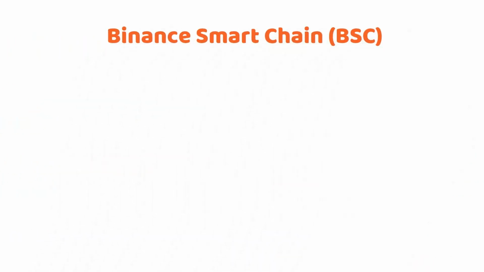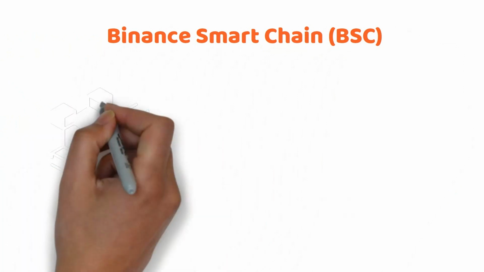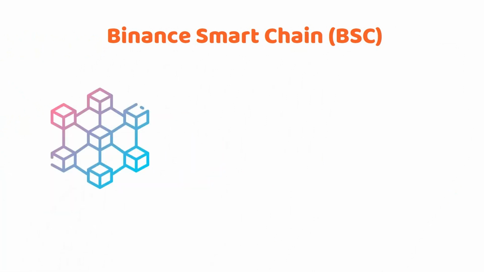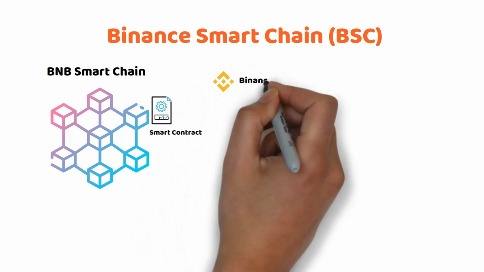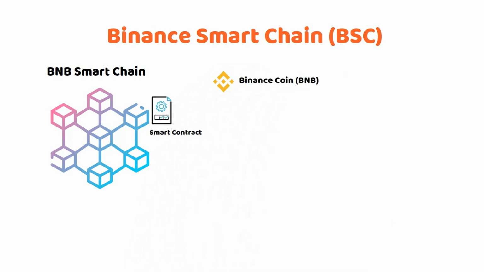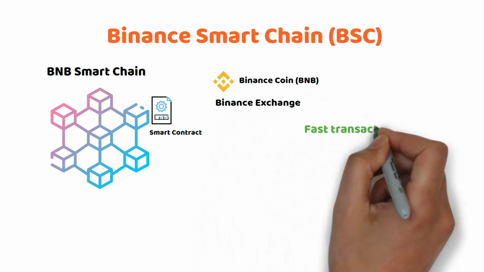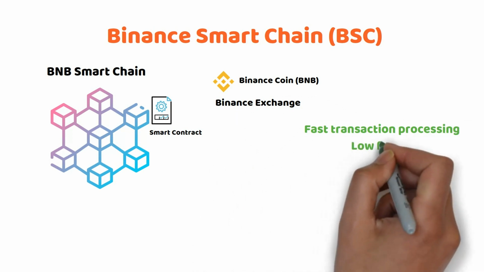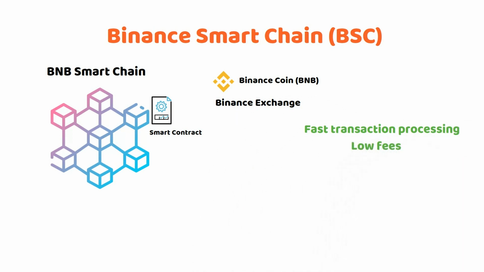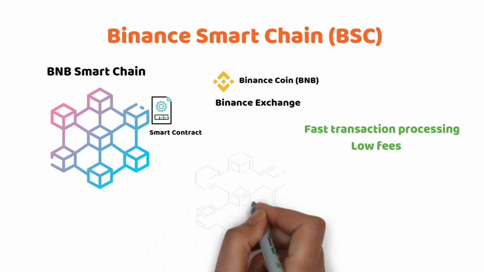Binance Smart Chain. Binance Smart Chain is a blockchain-based platform that facilitates the development of decentralized applications and smart contracts, which are built on a modified version of the Ethereum blockchain and fully compatible with the Ethereum virtual machine. As a part of the Binance ecosystem, it includes the Binance Coin, BNB, cryptocurrency and the Binance Exchange. Binance Smart Chain was established to solve scalability and performance issues seen on the Ethereum network by providing fast transaction processing and low fees for decentralized applications and smart contracts.